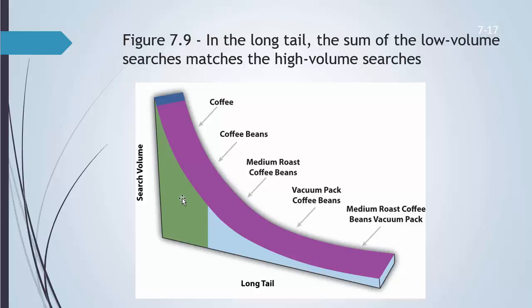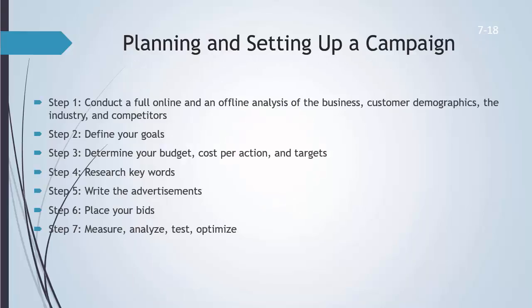So the next thing we'll talk about is planning and setting up your campaign. Step one, you should probably look at your online and offline analysis of your business, what your customers' demographics are, and what's going on in your industry, and how are your competitors going after that customer. Think about what your goals are for this campaign. Is it getting up the number of clicks, getting a large number of hits, and so on? Think about your budget, what your cost per action is going to be, and who you're going to target.